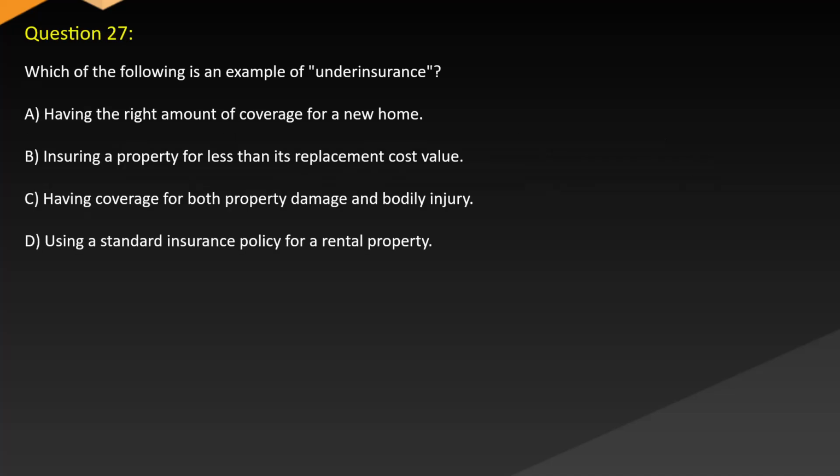Question 27. Which of the following is an example of underinsurance? A. Having the right amount of coverage for a new home. B. Insuring a property for less than its replacement cost value. C. Having coverage for both property damage and bodily injury. D. Using a standard insurance policy for a rental property.